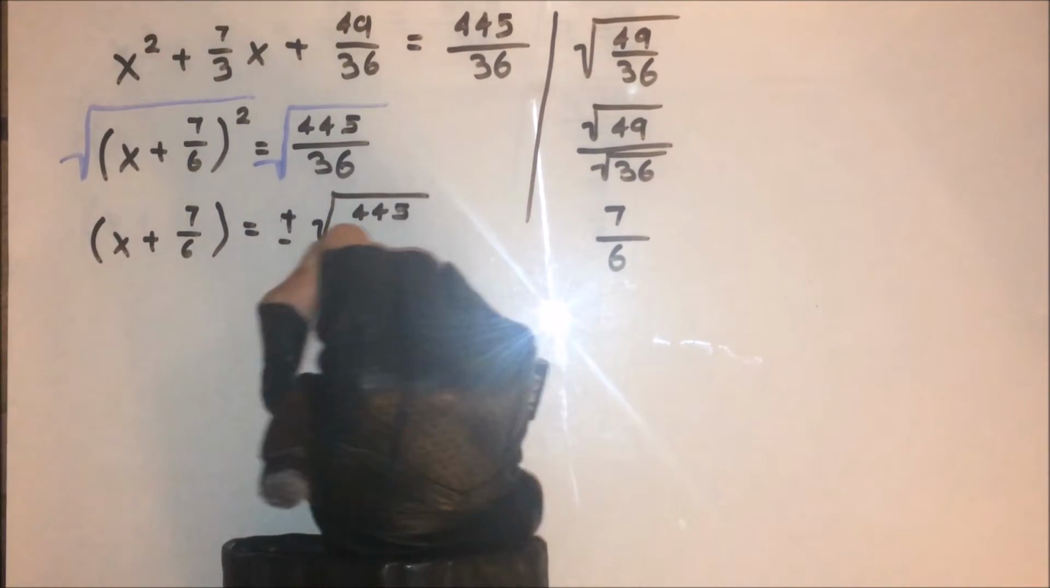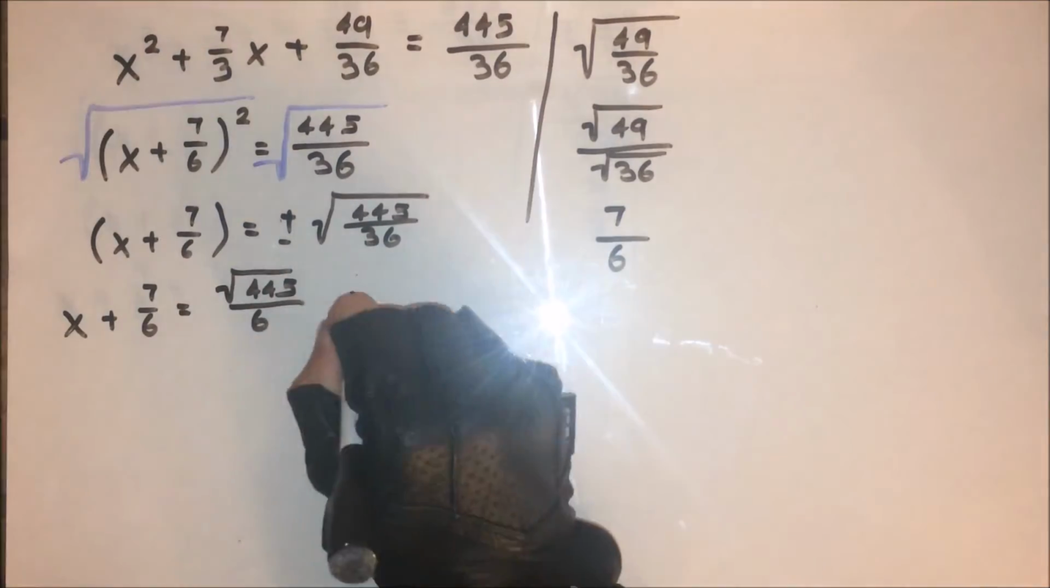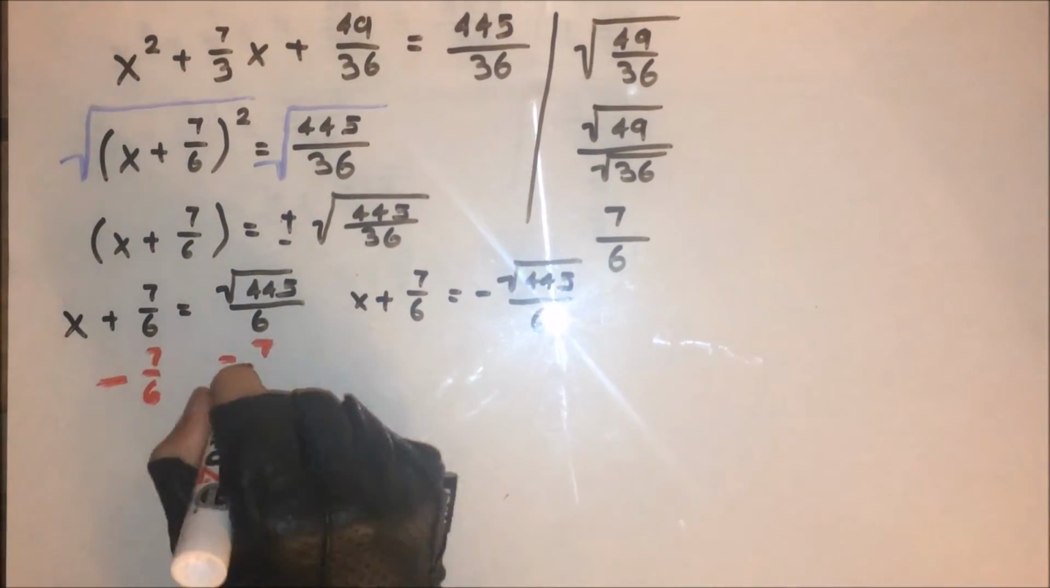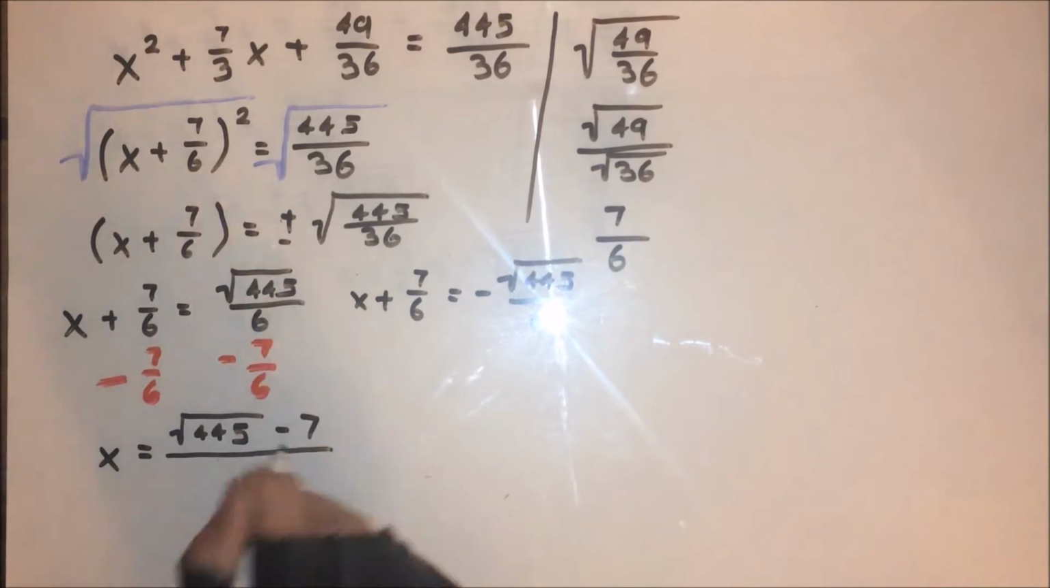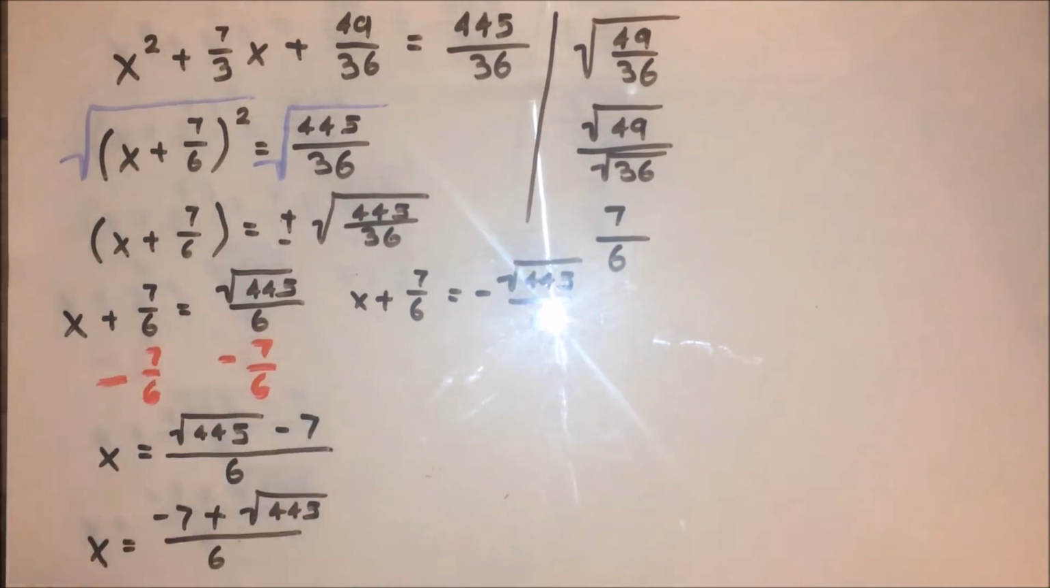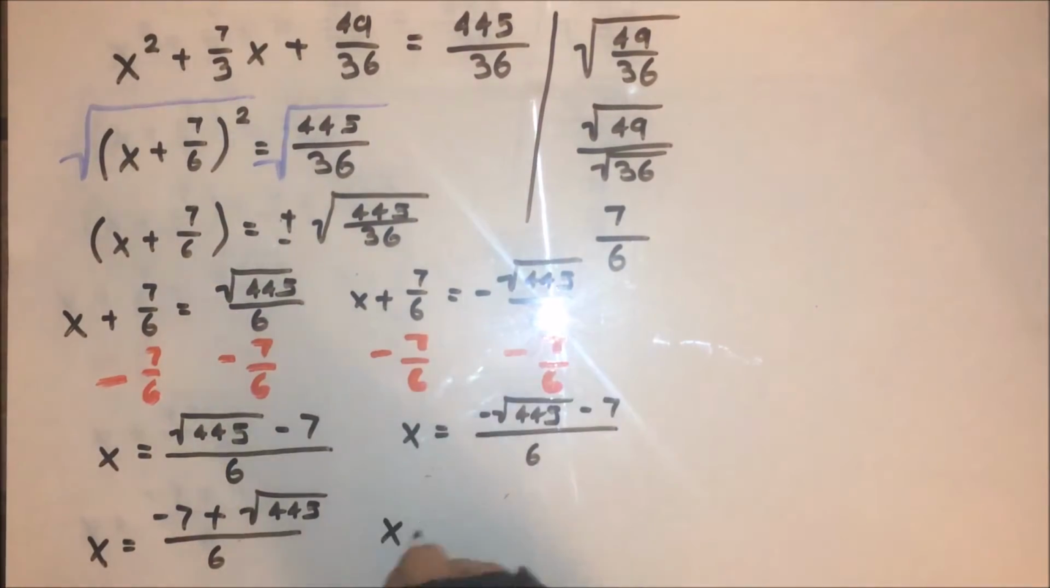A bit of algebra later, and we get x equals negative 7 plus the square root of 445 all over 6, and x equals negative 7 minus the square root of 445 over 6.